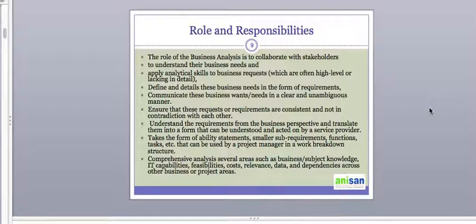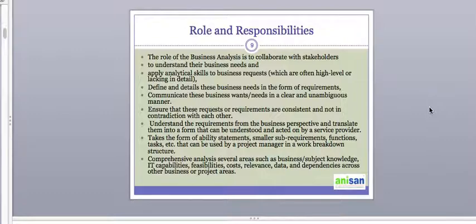Then we ensure that these requests or requirements are consistent and not in contradiction with each other. That is a key part the business analyst has to consider. Then understand these requests from the business perspective and translate them into a form that can be understood and acted on by the service provider. So your role may also be defining the requirements and documenting them, and communicating and collaborating with your service provider if the solution is developed and delivered by a service provider, that is the IT vendor.